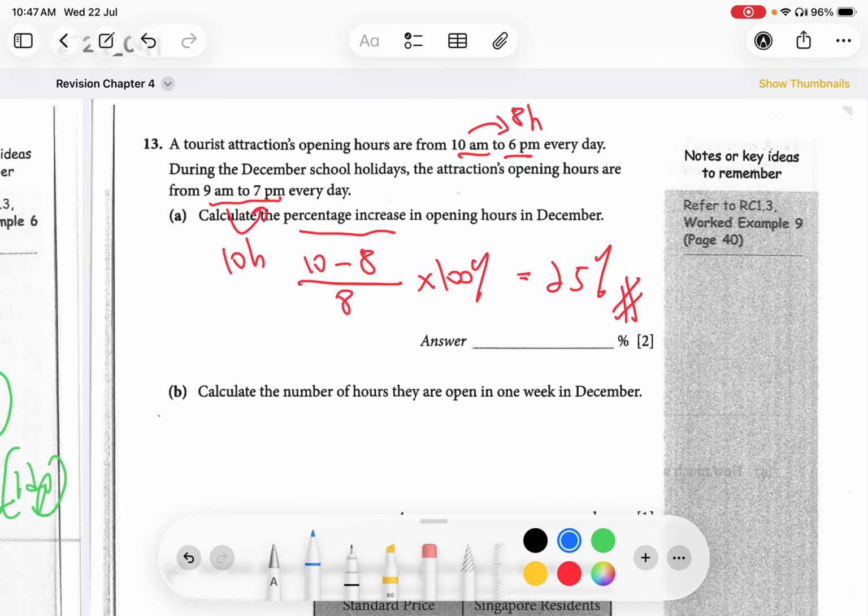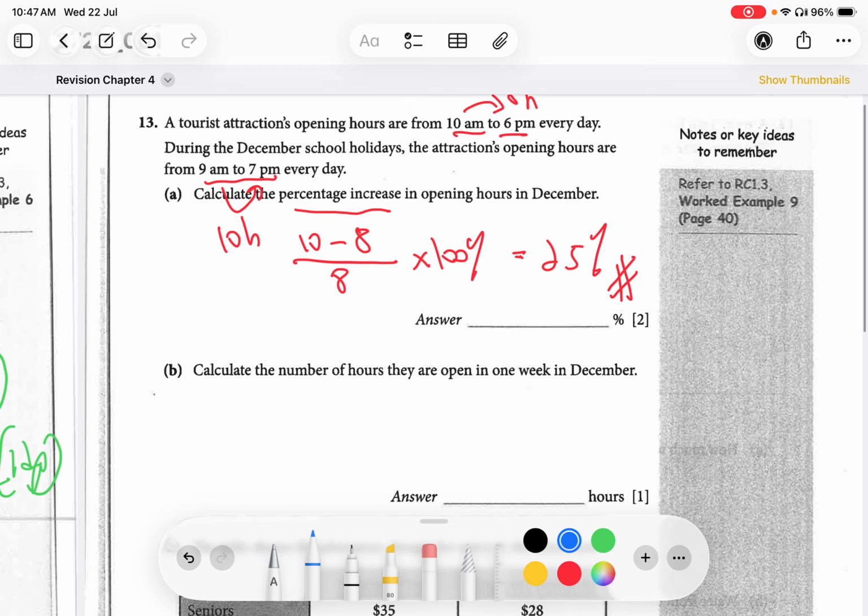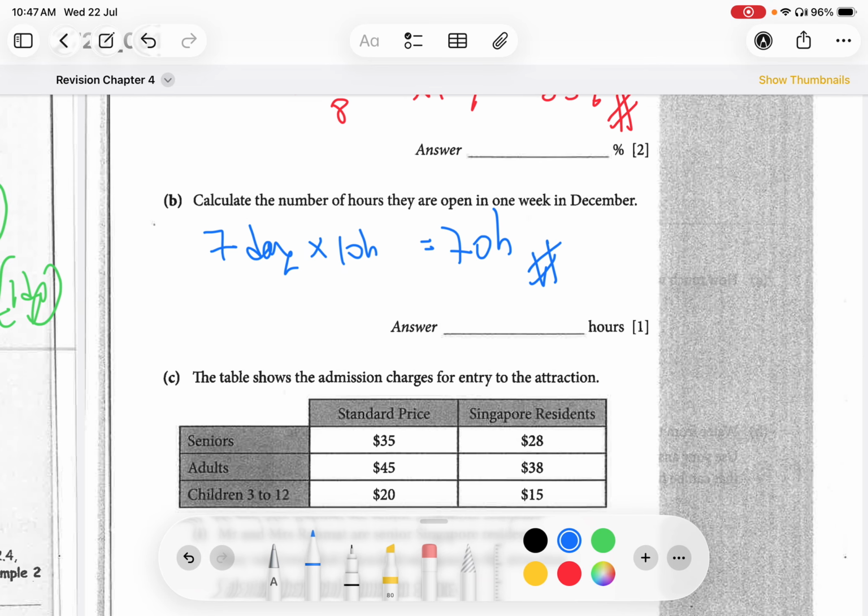Then calculate the opening hours in 1 week in December. So one week is open every day, right? 1 week has 7 days. Each day they open 10 hours, 70 hours. That's all. They open 70 hours in December.